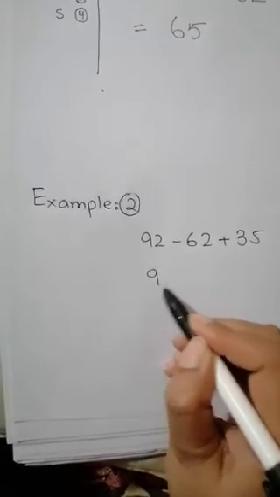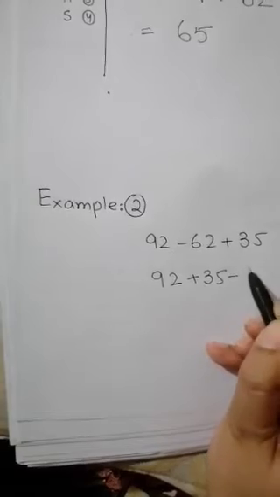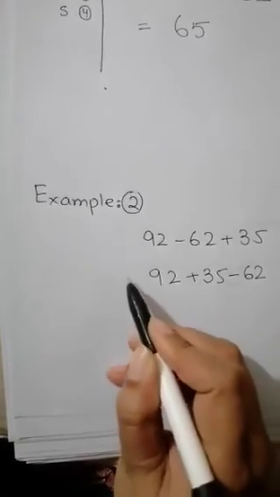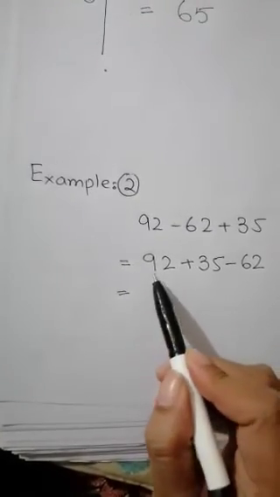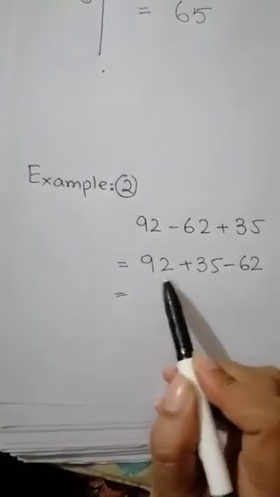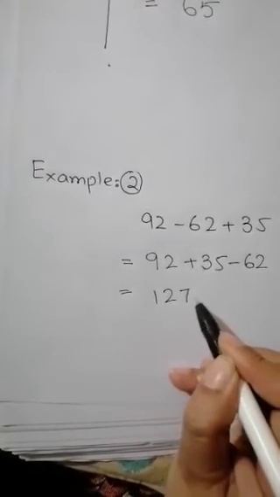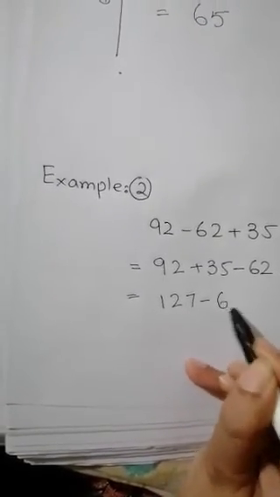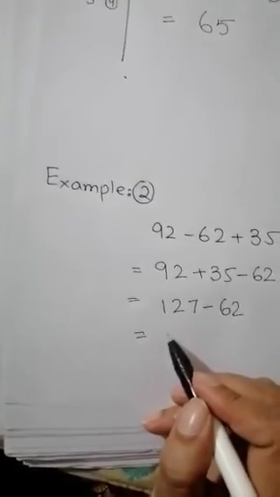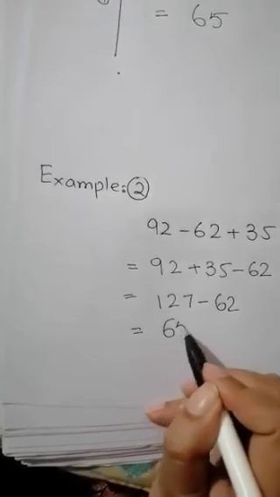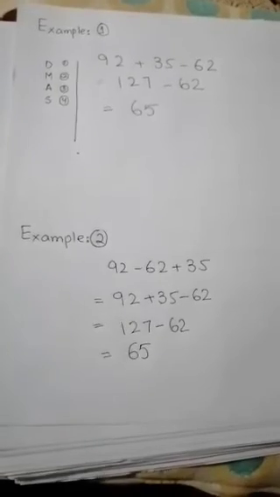You can say 92 plus 35 minus 62. It will be easier for us to solve these kinds of expressions. So what we will do is firstly add these two numbers. If we add these two numbers, the answer will be 127, and then we can subtract 62 from it. So the answer will be again the same, 65. So this is how we can solve the DMAS rule.